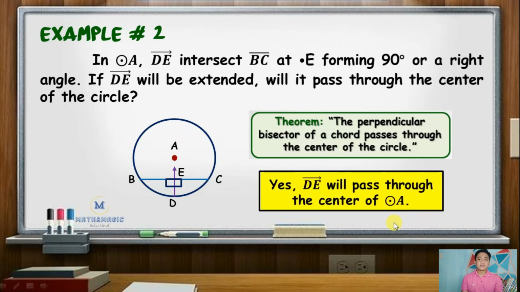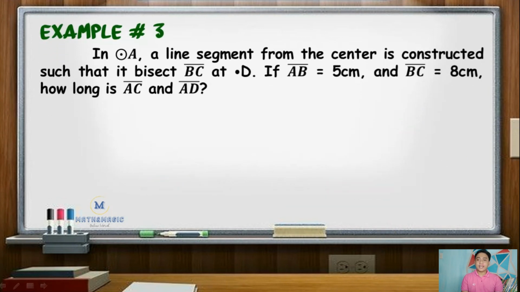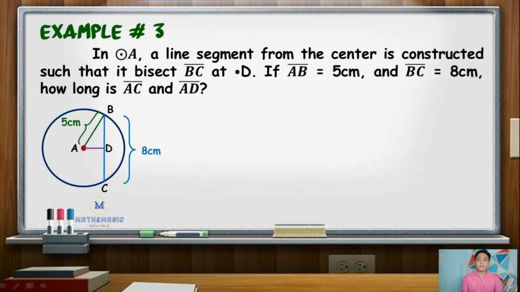Another example, applying the two theorems. In circle A, a line segment from the center is constructed such that it bisects chord BC at point D. If radius AB is 5 cm and chord BC is 8 cm, how long is AC and AD?